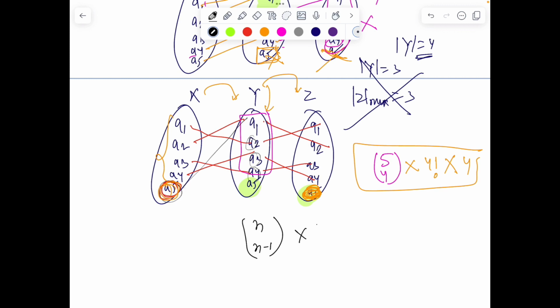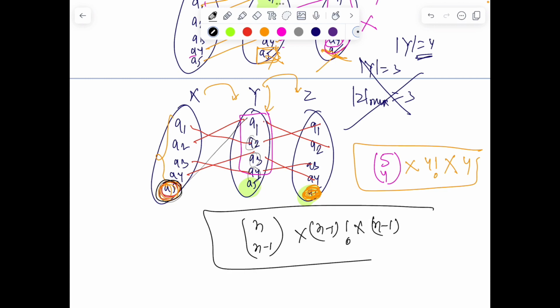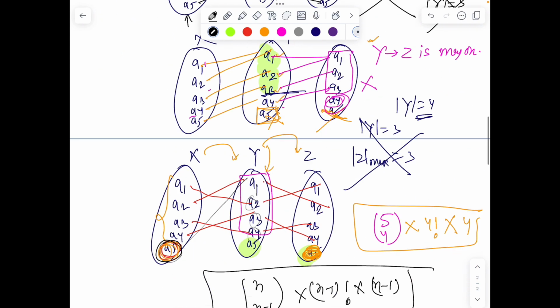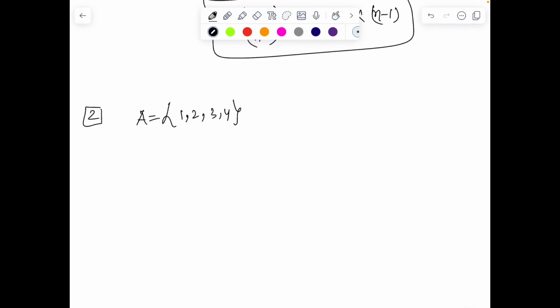In general, if we have n elements in set X, we'll have nC(n-1) times (n-1) factorial, and again for the last element n we'll have n-1 choices. Here the set contains 4 elements 1, 2, 3, 4. Of course, I can generalize the problem for more elements. First, let's solve this specific one.